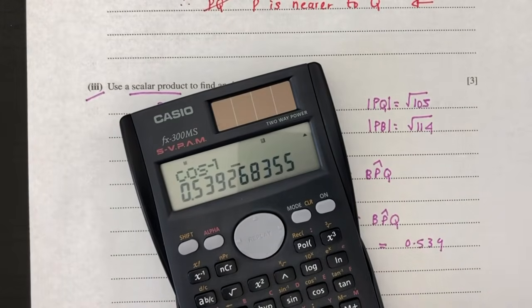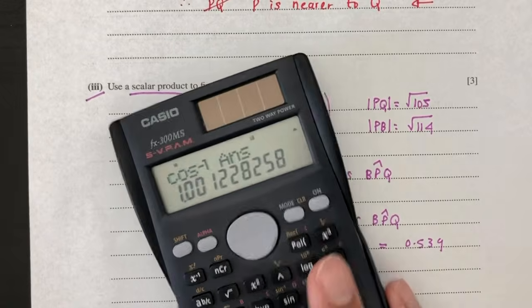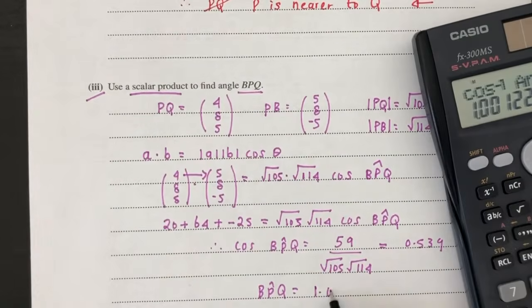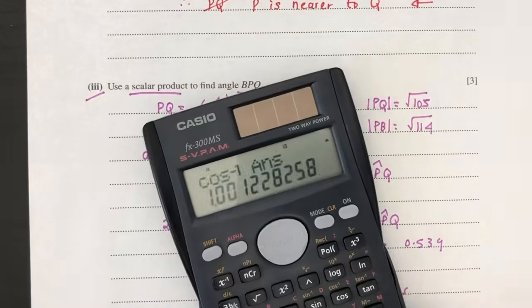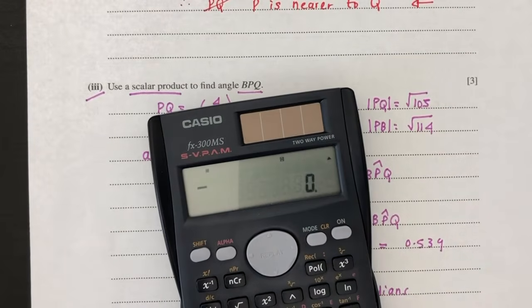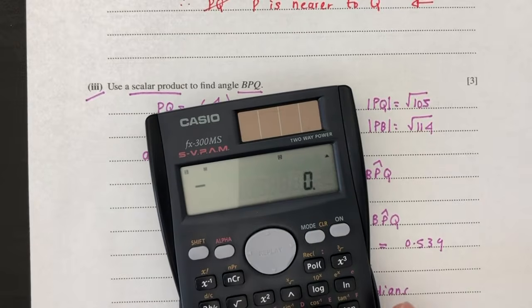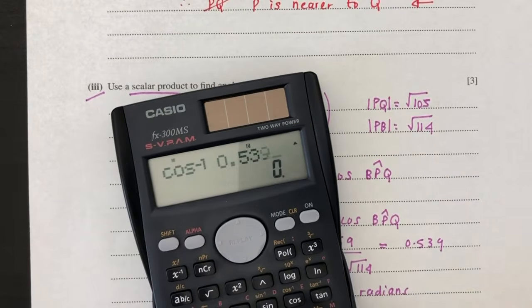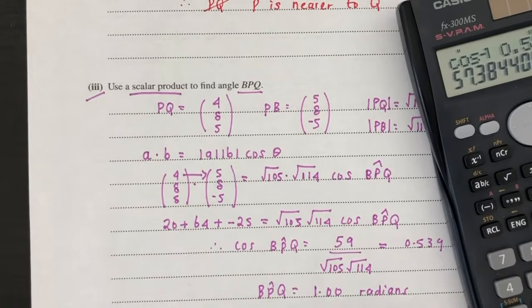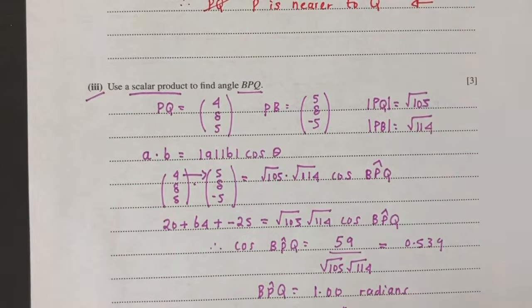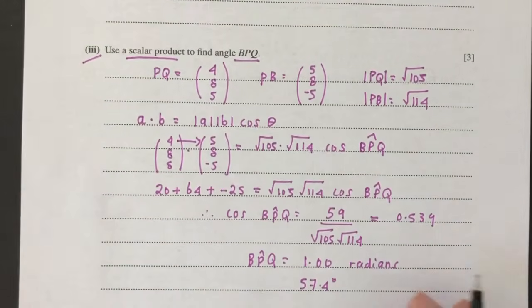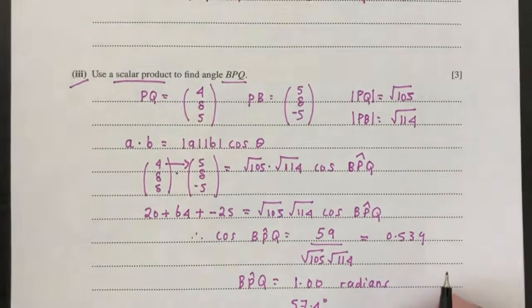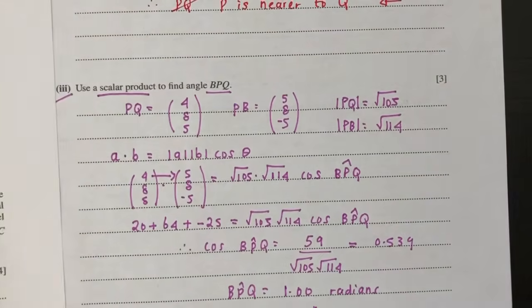In terms of radians, for me, you can do degrees as well, that's okay. For me, it's 1.00 radians. Let's see what the value is in degrees. Mode degrees, cos inverse of 0.539. Now degrees will be 57.4 degrees. So these will be your two possible answers for the angle BPQ. You'll have to choose between degrees or radians. And that is question number 7.